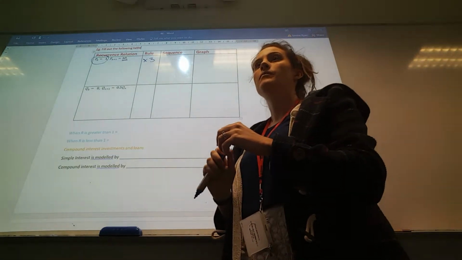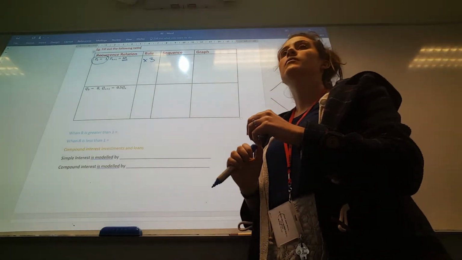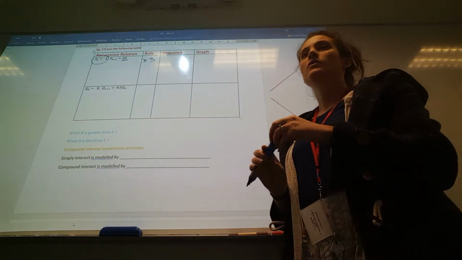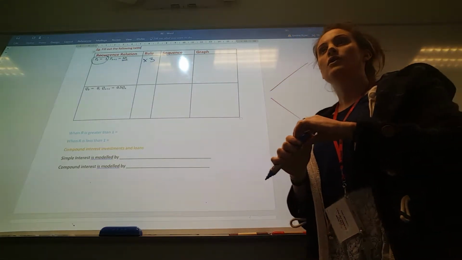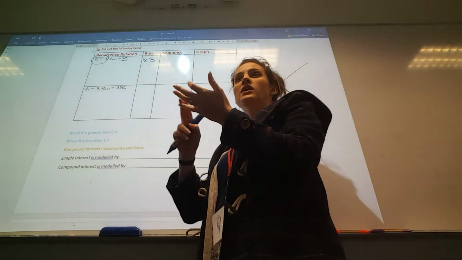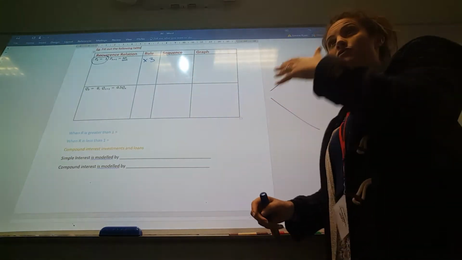When it says figure out for like 3 years or something, is P0 classified as a year? No, that's classified as a starting value. So if it says do it for years 1, 2 and 3, it wants P1, P2, P3. So you should have 4.